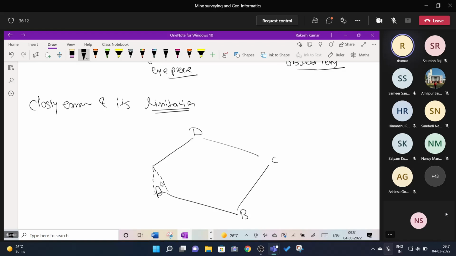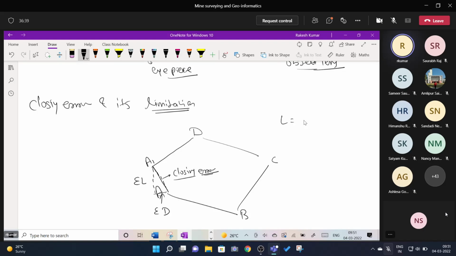It is happening. Your A, this is A1. So I should say this line is your closing error. So can I introduce the concept of summation? If I say summation of L here, and here I am writing summation of D.